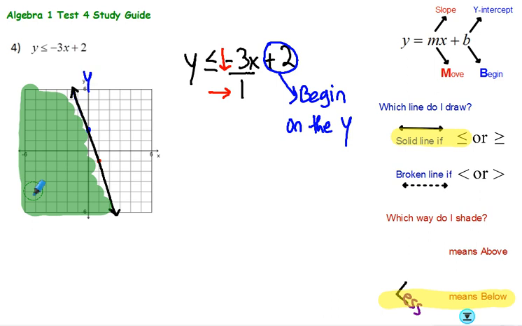All right, well, take a second, try number 4 in the middle. It's exactly the same as this, just a little different numbers, but otherwise pretty much exactly the same thing. So go ahead and give number 4 in the middle a try.